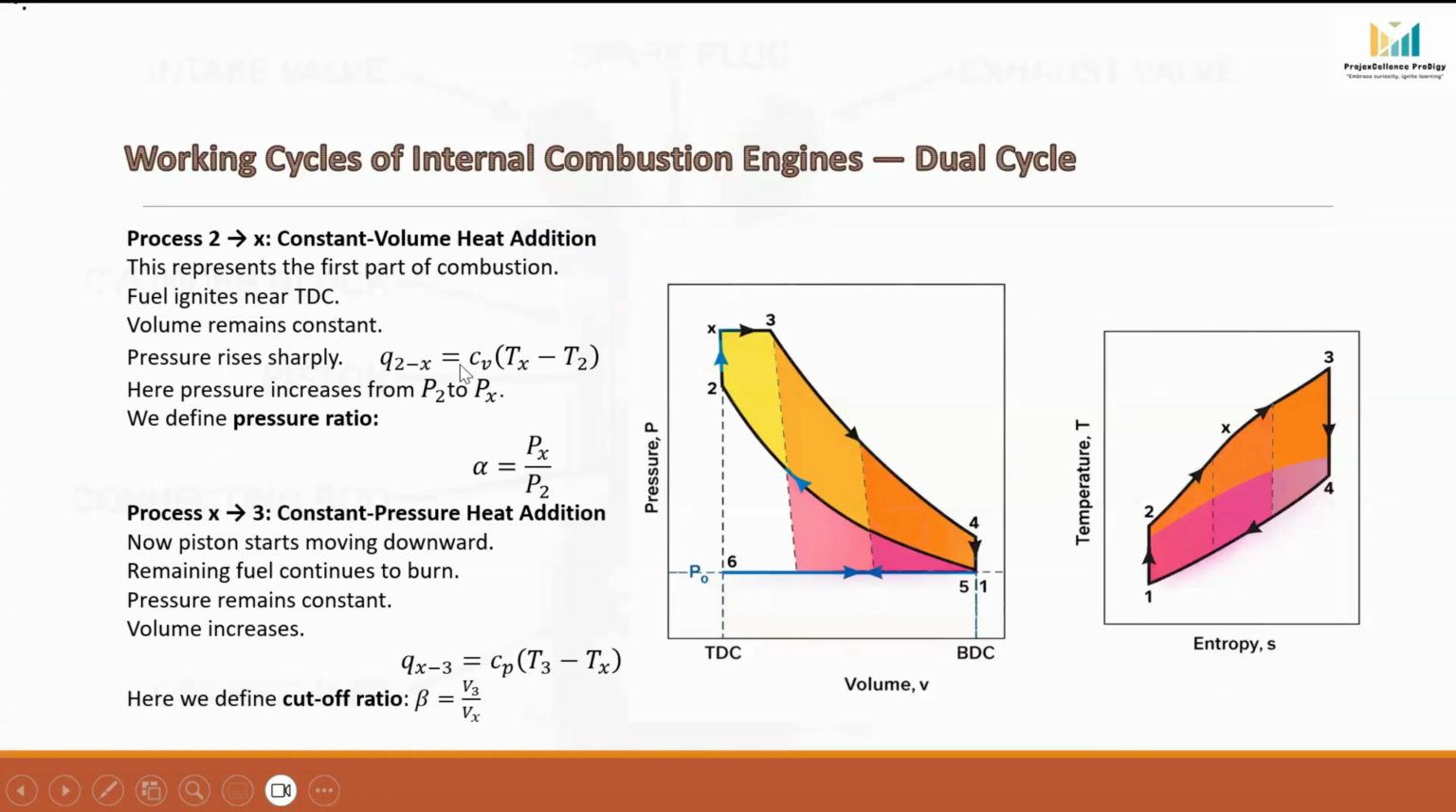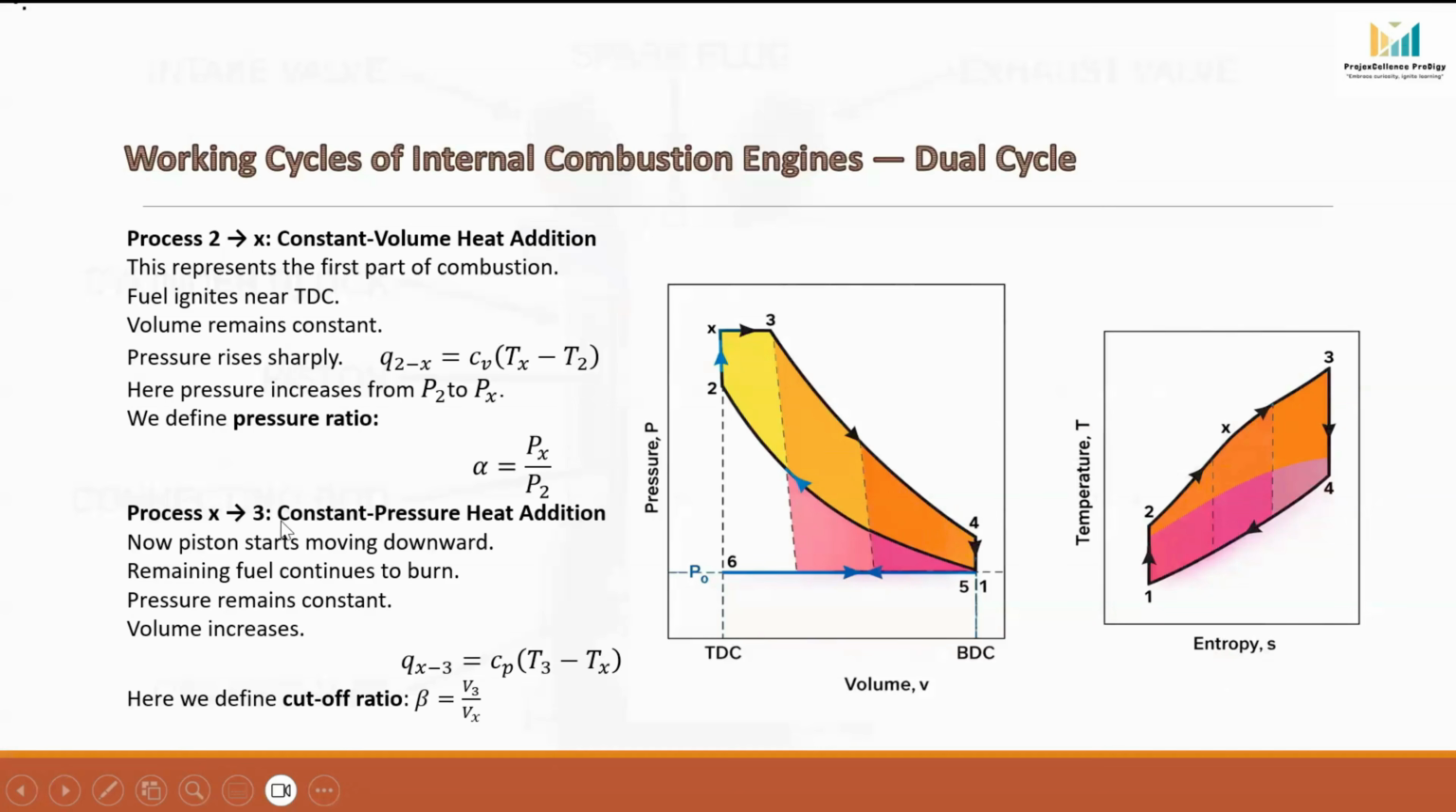And the heat added in this process is Cv (Tx minus T2). We also define a pressure ratio which we denote with alpha, and alpha is Px divided by P2. This represents how much the pressure increases during this rapid combustion phase.